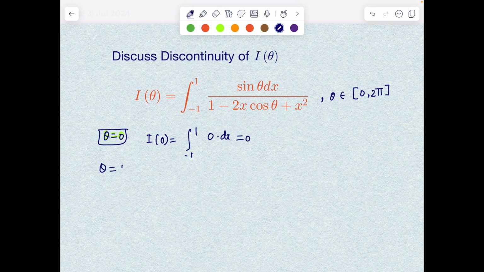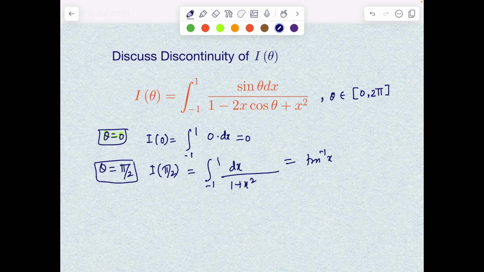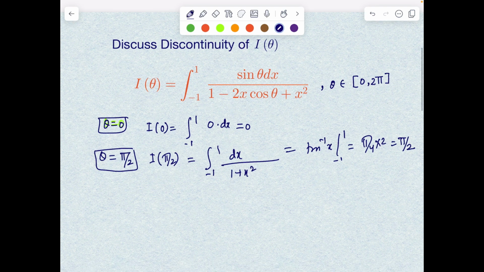Let's take one other case. Let's say I(π/2). So for θ equals π/2, the given integral is dressed in the fashion of dx by 1 plus x square, and that gives tan inverse x evaluated from minus 1 to 1, which is π/4 into 2, which goes to π/2. So like this, clearly we can find the value at the known angles.